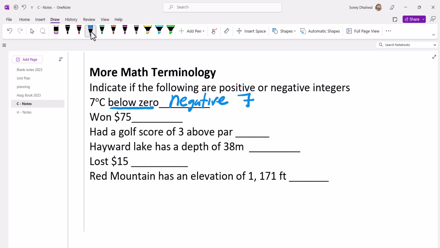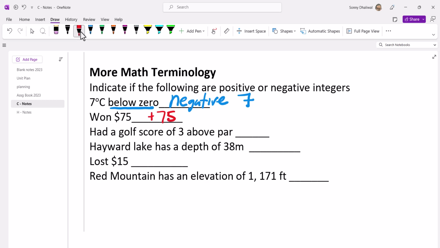Okay, that's fine. Now, if I say you want $175, would that be +175 or -175? Plus. Nav, raise your hand. Do not call out. +175. Thank you, Nav. Let's switch to here.